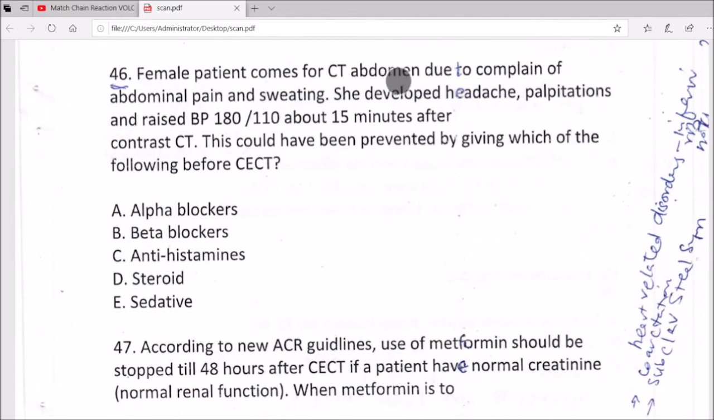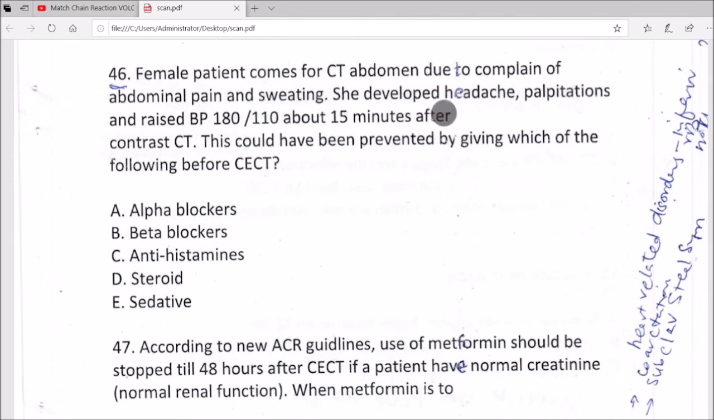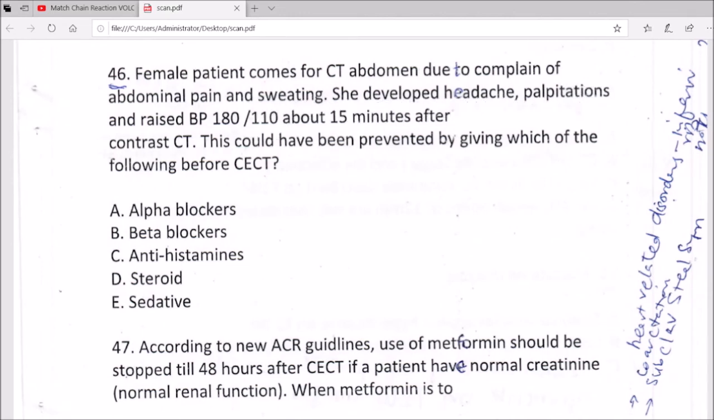46. Female patient comes for CT of the abdomen due to complaint of abdominal pain and sweating. She develops headache, palpitation, and raised BP 180 by 110 about 15 minutes after contrast CT.